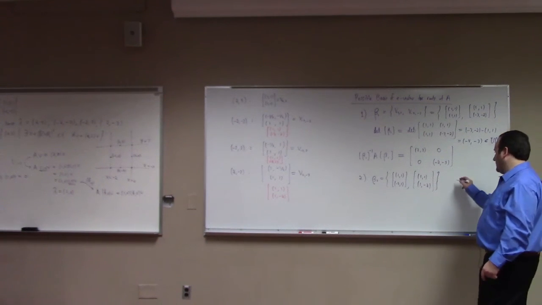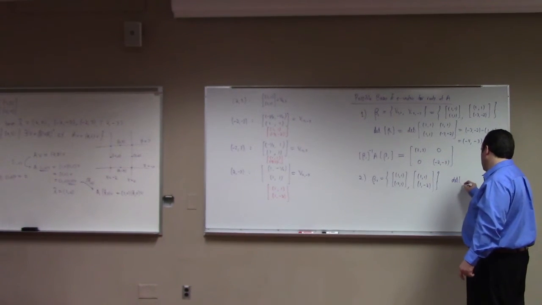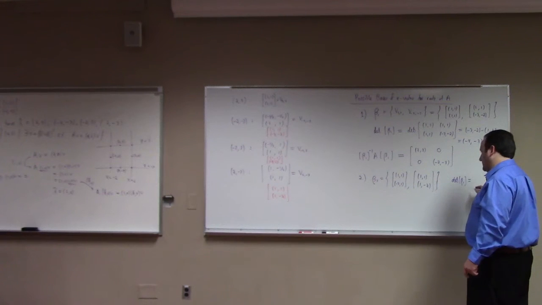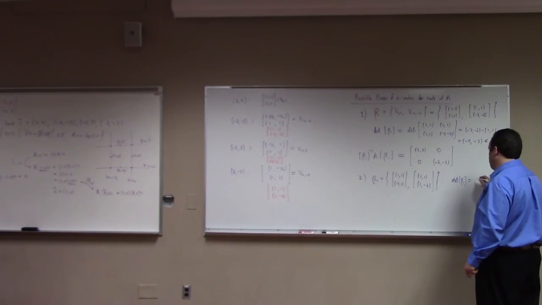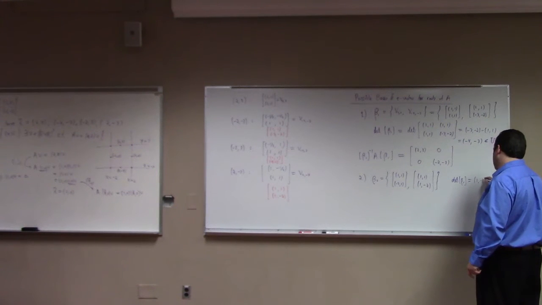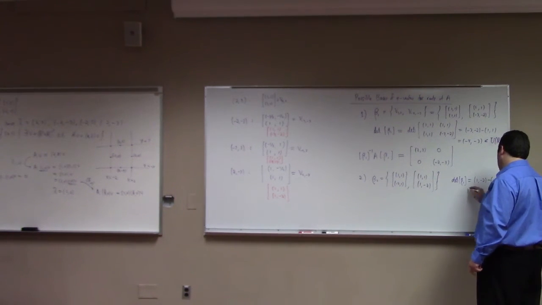Let's see here, just to check, my quick and dirty way. The determinant of the matrix is 1 minus 2 minus 3 comma 1, also known as 4 comma minus 3.